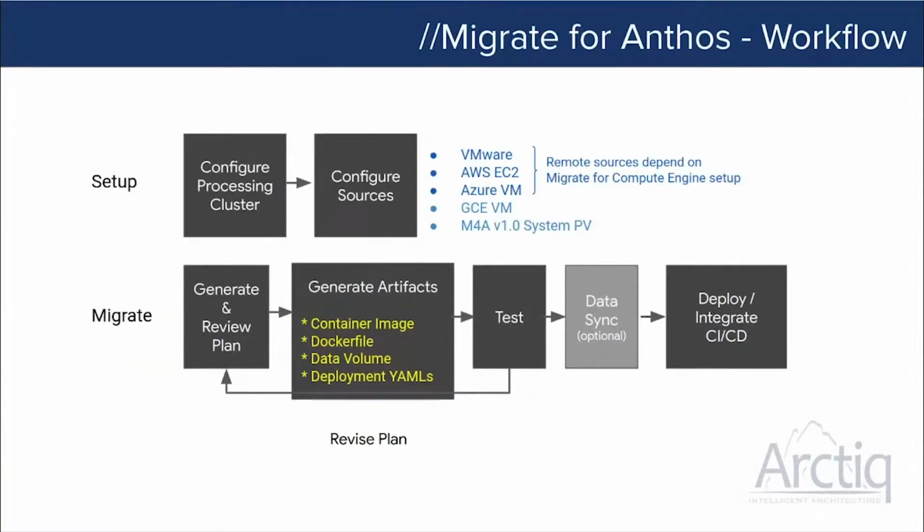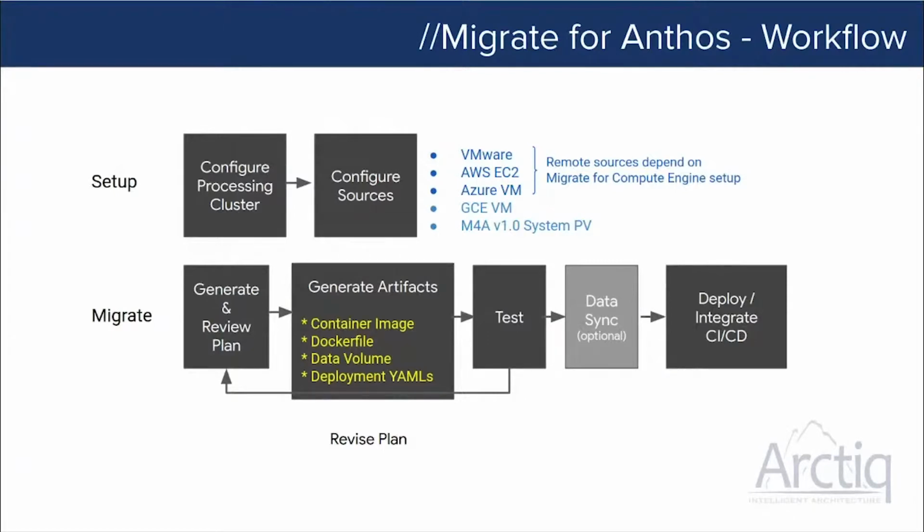So let's dive into the second step, the migrate step, a little bit more to see how Migrate for Anthos can transform the workload. So for setup, first you have to configure a processing cluster. Migration will be done on this cluster before deploying to production. Then you will configure the migration source, which can be either VMware for on-prem, AWS, or Microsoft Azure, GCE, a virtual machine, or Migrate for Anthos version 1.0, which was the older version.